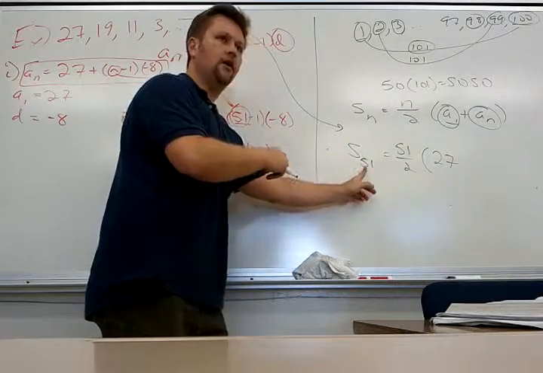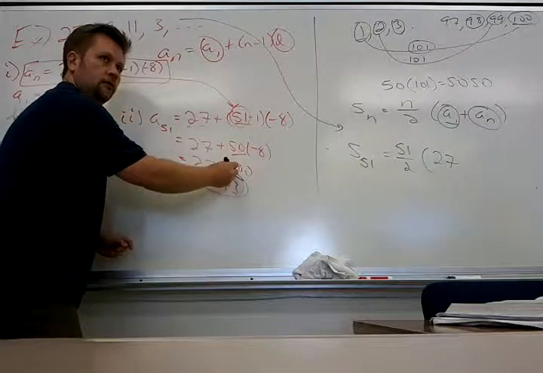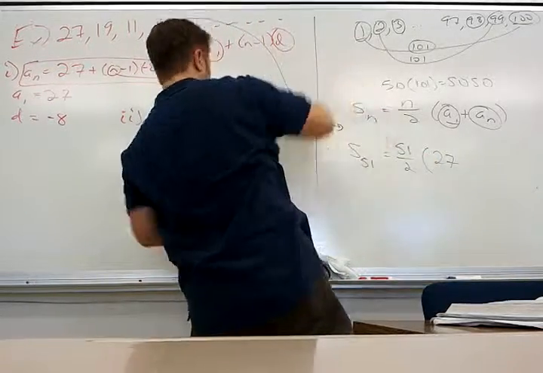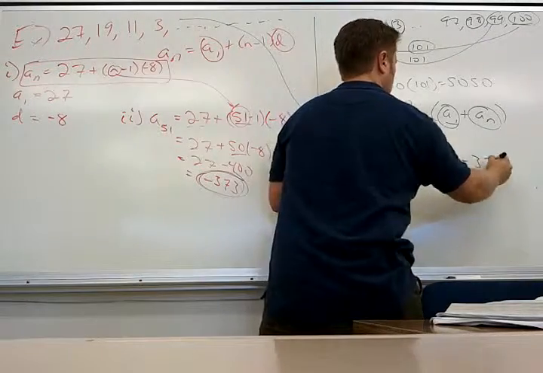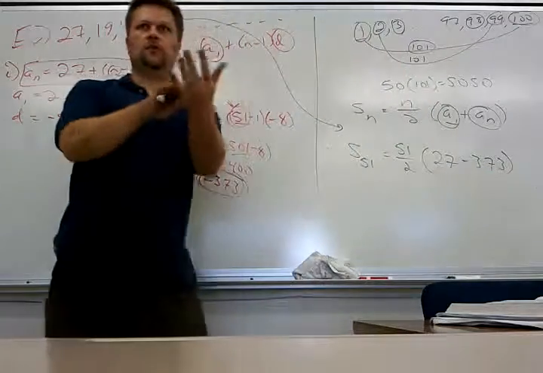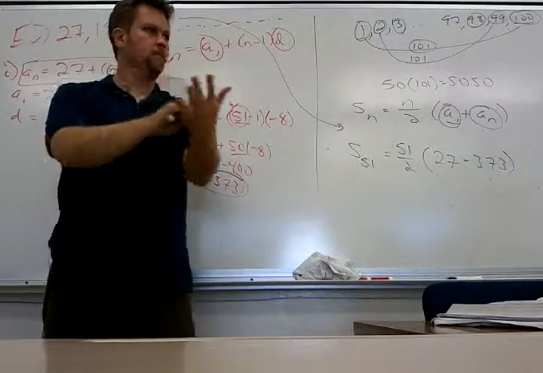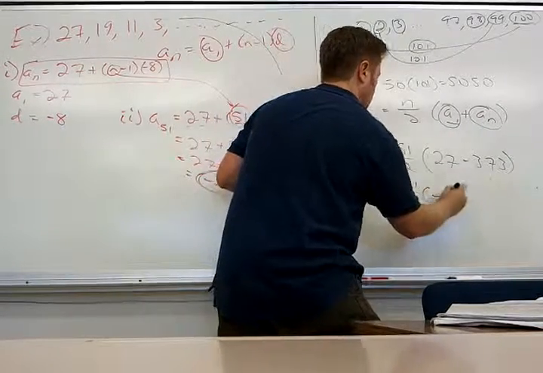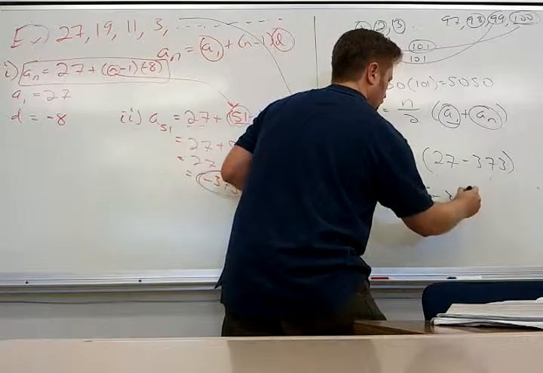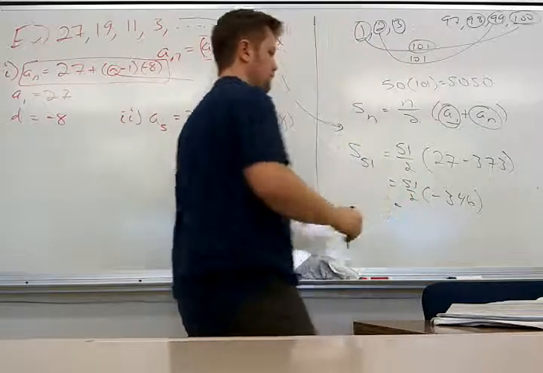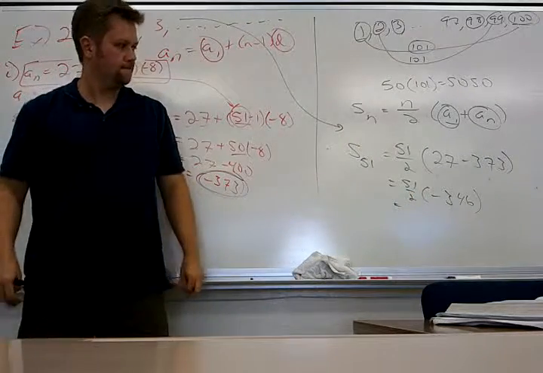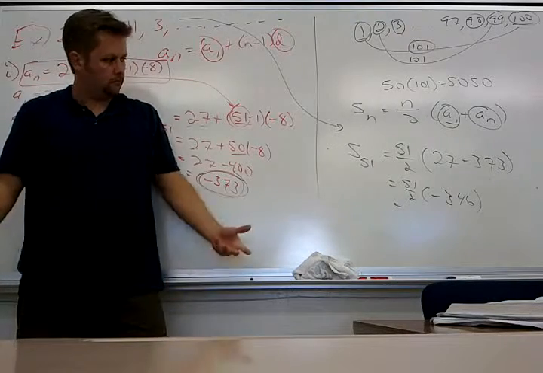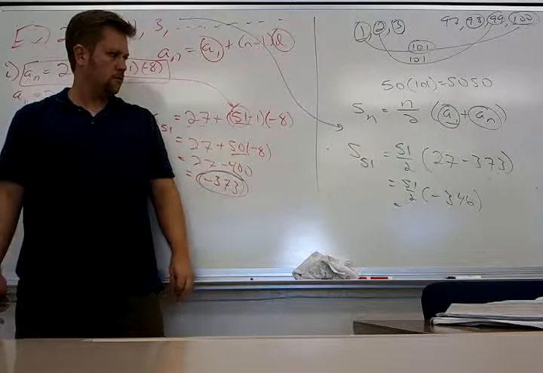So if I go 51 terms, we already did that work. The first term is 27. The last term in the first 51 is negative 373. Somebody help me out. What is that sum? Negative 346, yep. So 51 divided by 2 would be like, what, 25.5? Okay. Times negative 346? Yep.